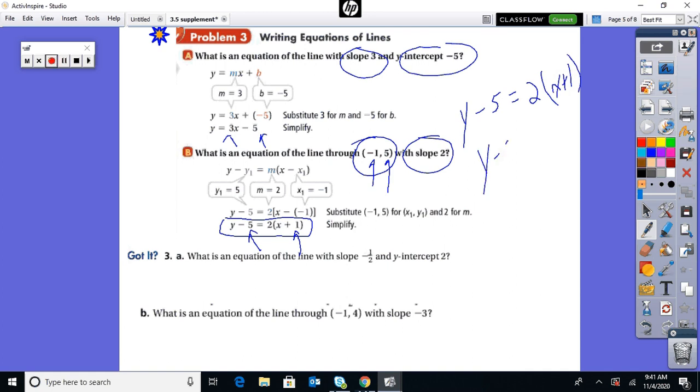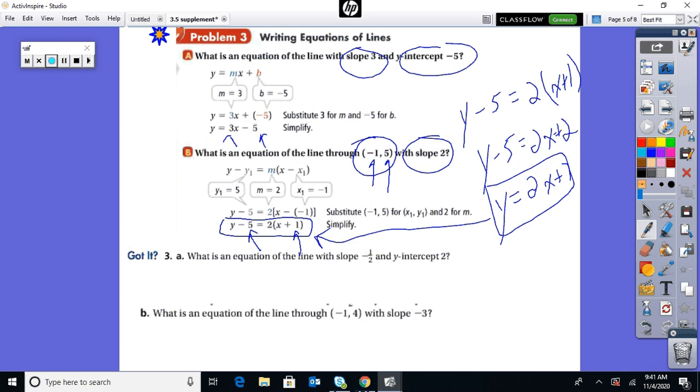So just distribute the 2, and then we can add 5 to both sides, and then that is the same as that, just in a different form. All right, pause the video here and try the got its.